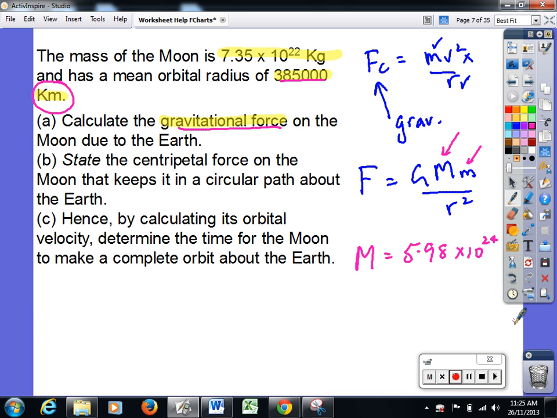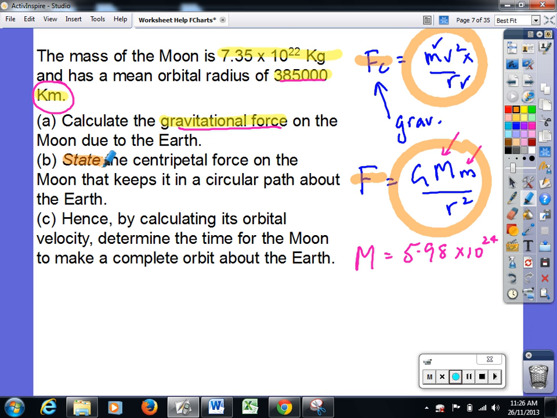Part B asks us to state the centripetal force on the moon that keeps it in a circular orbit. And so we've already worked this out, that the centripetal force must equal the gravitational force, because the only reason the moon moves in a circular orbit is the force of gravity. So the force of gravity here must be the centripetal force. So these two quantities must be equal. So that's the reason why here the clue is to state the centripetal force. It's simply the same as the gravitational force.